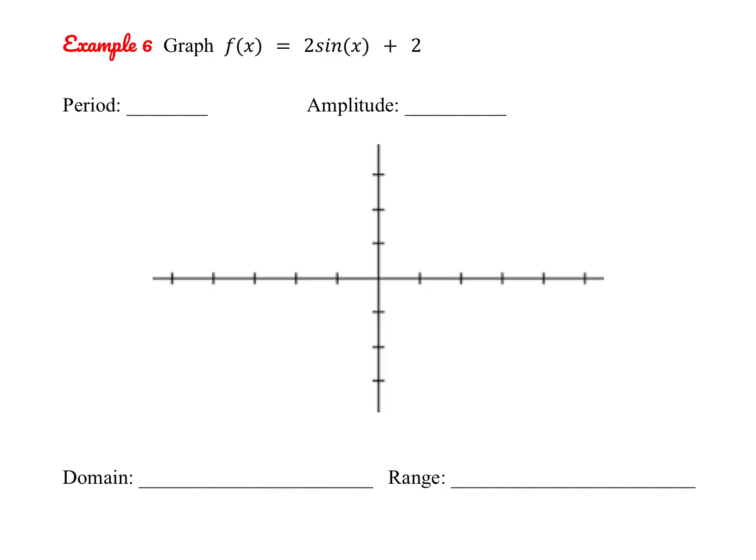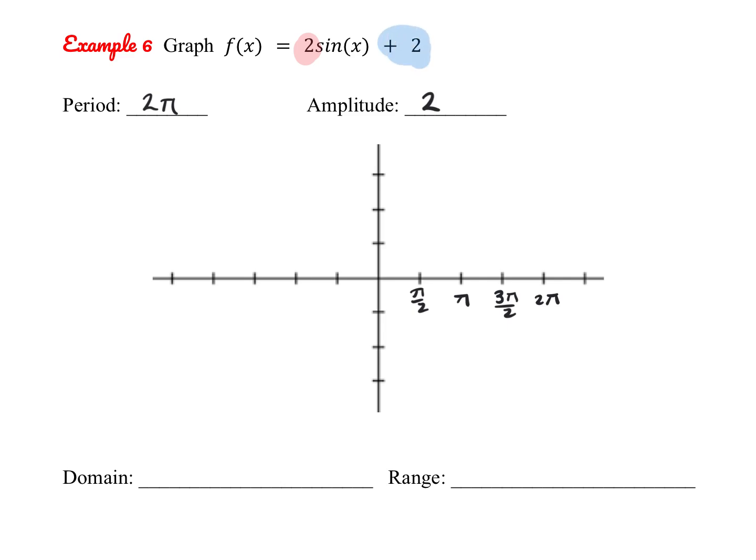All right, let's try another one together. So here I have 2 changes. My period is not changed because my b value is 1, so my period is still 2 pi. But I do see that now I have an amplitude of 2. The other change I see is that I have a vertical shift up 2.